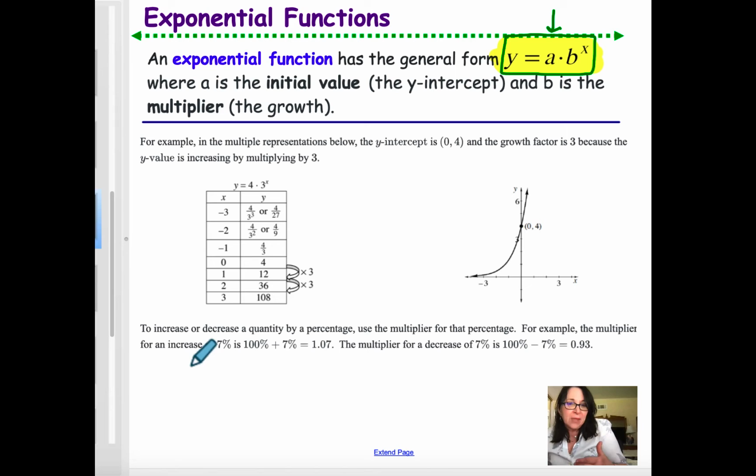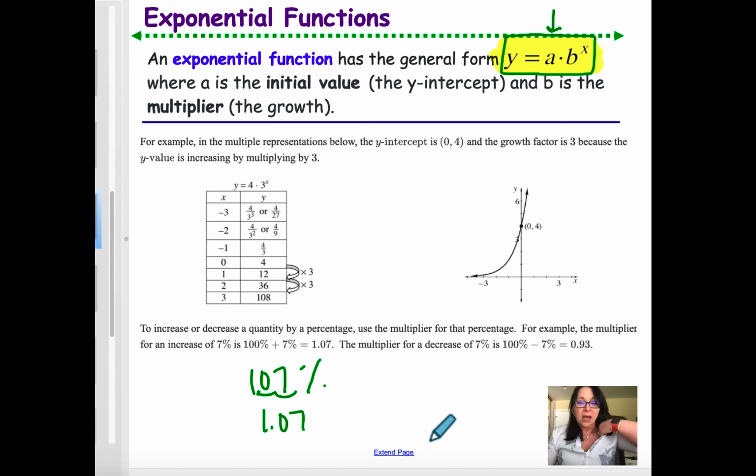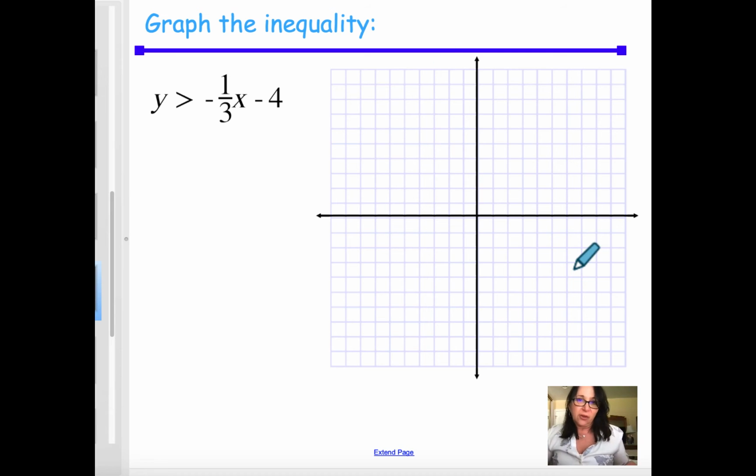So if it says for an increase of 7%, that's going to be 107, right? But keep in mind, with percent, we're going to move back 2 places. So we have 1.07. So that's my multiplier. That's my b value, okay? So you're going to be given information, and you're going to have to put this into a form like that. So in your homework, you need to know what those values are, okay? For this problem here, this is not exponential, but what we are trying to do is graph this inequality.